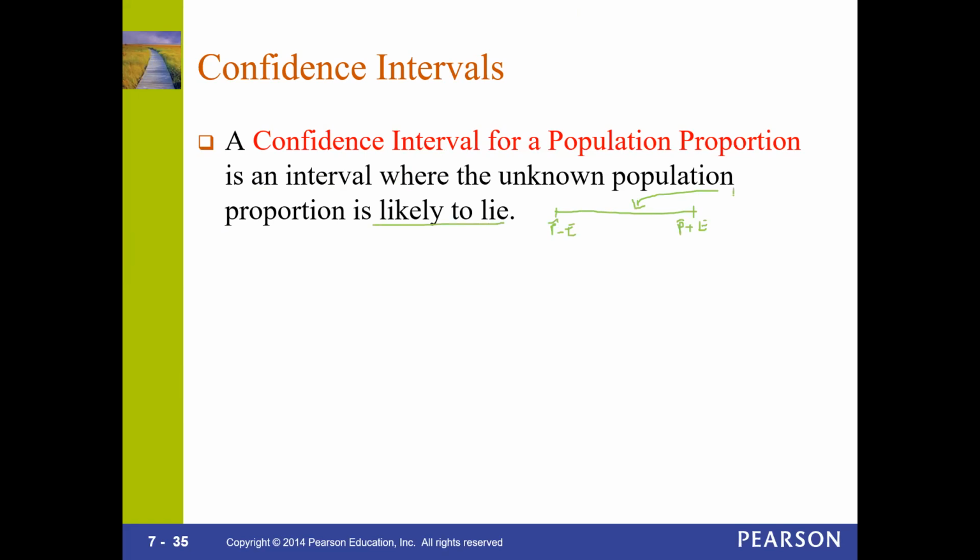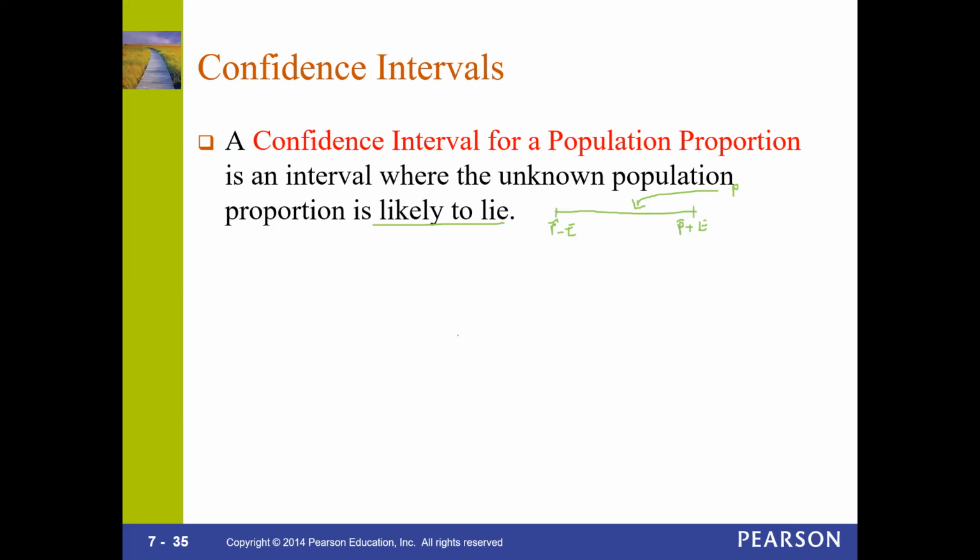I'm confident that P is inside that interval. It doesn't mean I'm 100% sure. Remember that we cannot be 100% sure. When I say 100%, that's my level of confidence. I can be 95% sure. I can be 75% sure about it. This is why it says lie. It lies in that interval, assuming the population proportion is unknown.